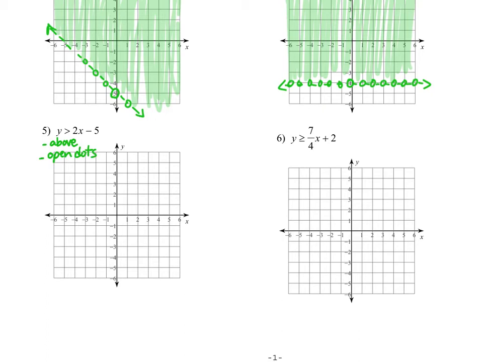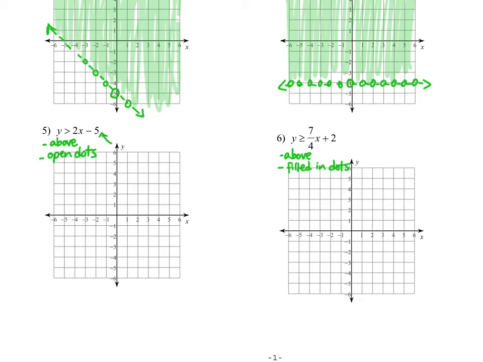I'm going to go over to number 6. Y is greater than, that is above. Y is equal to, those are filled in dots or closed dots. Okay. That just gives me a little heads up. Now I can go ahead and do my slope and y-intercept like we've done earlier in the chapter.